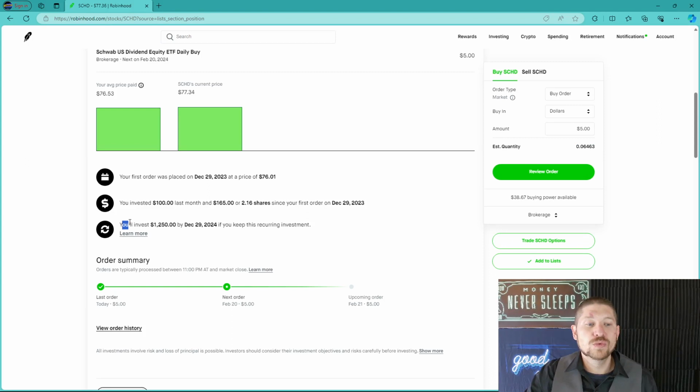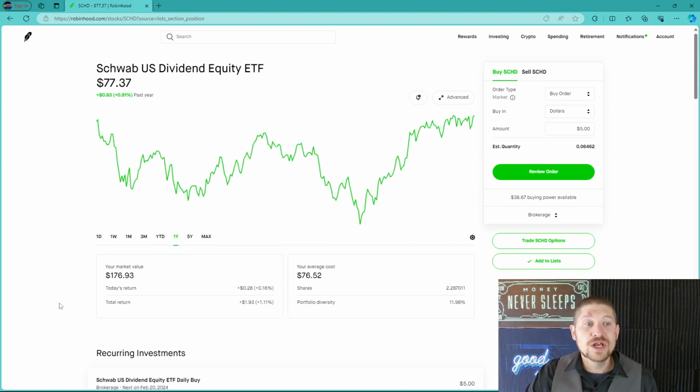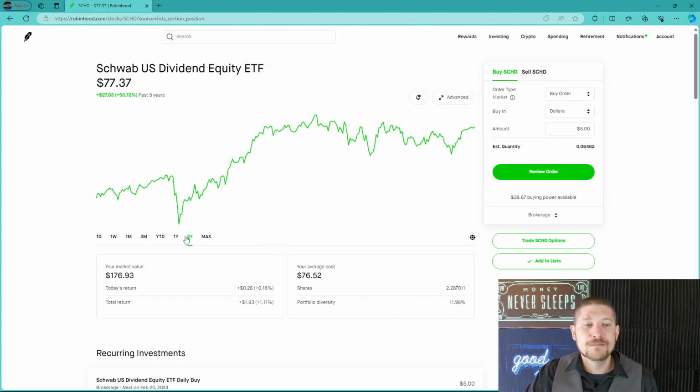Now, it says we'll invest $1,250 in our own money by December 29th of this year. So that'll be exactly 1 full year of investing in this company. $1,250 is quite a bit. And that's not accounting for the possible appreciation. This year, they didn't appreciate by much. It looks like less than 1%. But in 5 years' time, they appreciate over 53%.